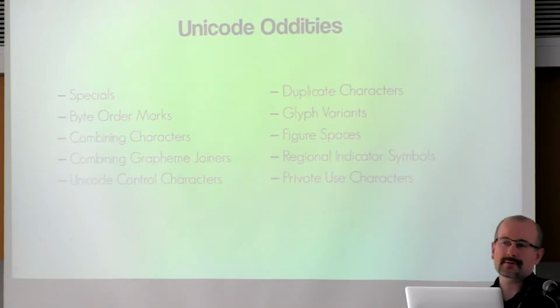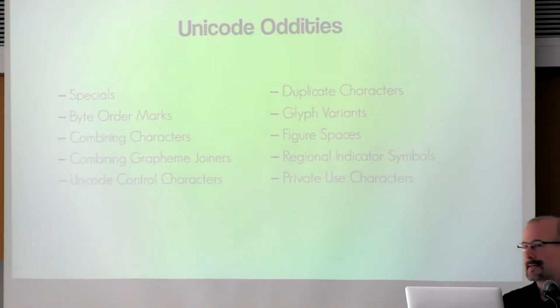So Unicode has a lot of objects. There are a lot of character combinations that have to be interpreted in a special way. If you look at ICU, the C++/Java Unicode parsing library, it is exceptionally big for what it does. It has to handle all of these crazy combinations of characters. You have specials, which I'll explain in a minute, byte order marks, combining characters, combining grapheme joiners, Unicode control characters, duplicate characters, glyph variants, figure spaces, regional indicator symbols, and you also have a range of private use characters which can be represented any way without having a standard representation.